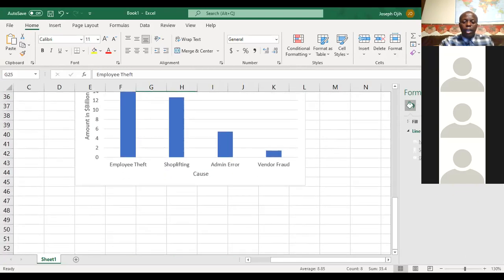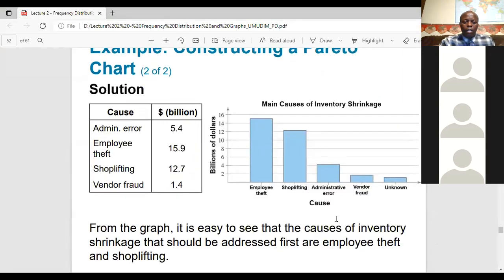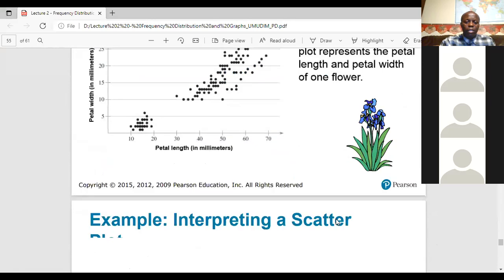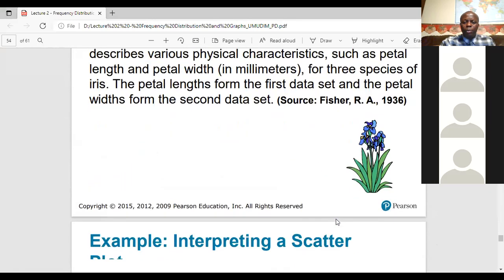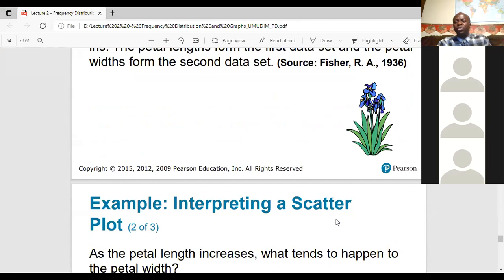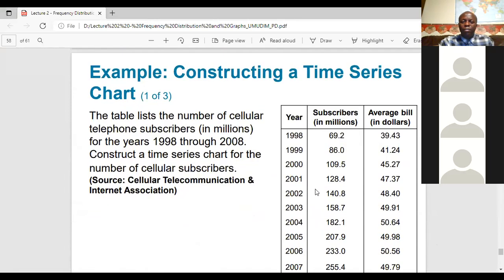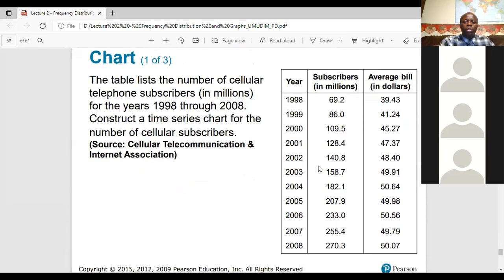Okay, good. Like I said, we're almost done. Let us see if we can go back to our notebook. Last is the scatter plot. We're not going to worry about scatter plot now because we do scatter plot when we do regression. So let us look at the time series graph. Here you have a data set indexed by time, so all you have to do is graph it.